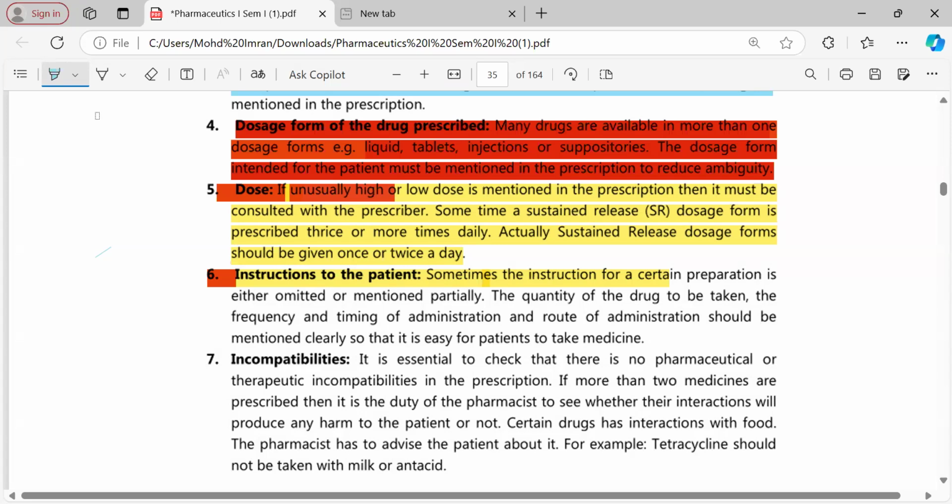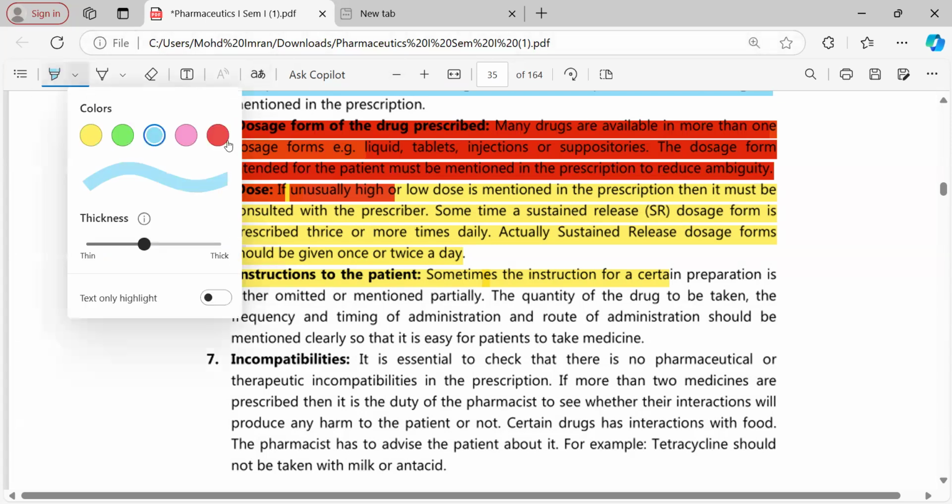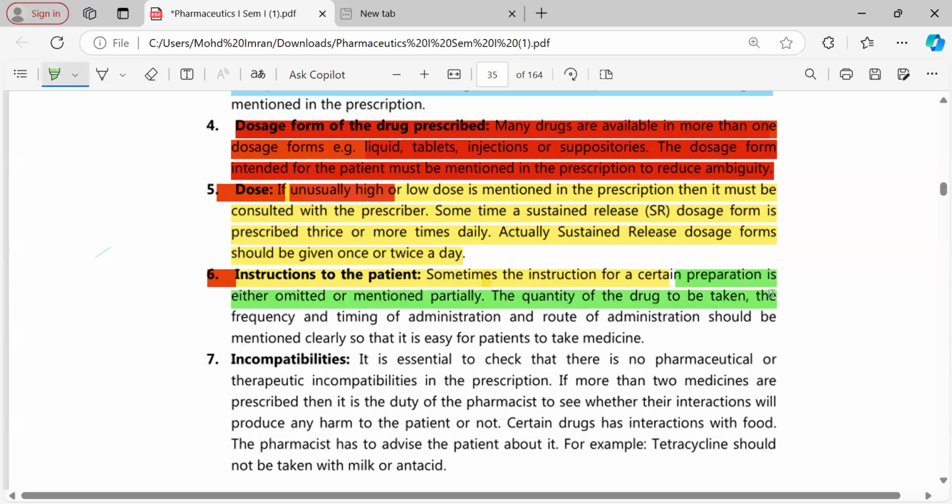But what does calamine lotion contain? Zinc oxide, phenol, glycerin, rose water, right? Among all these things, the only problematic part is phenol.